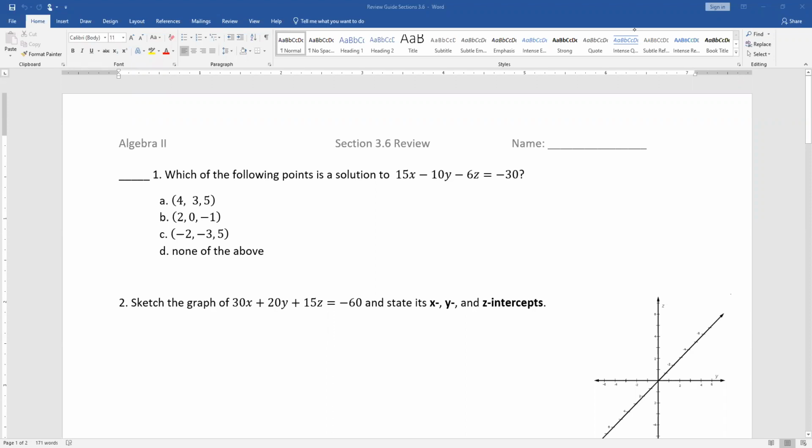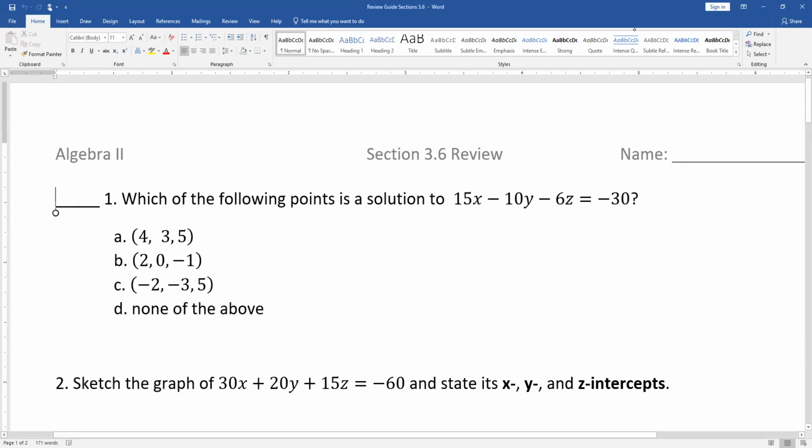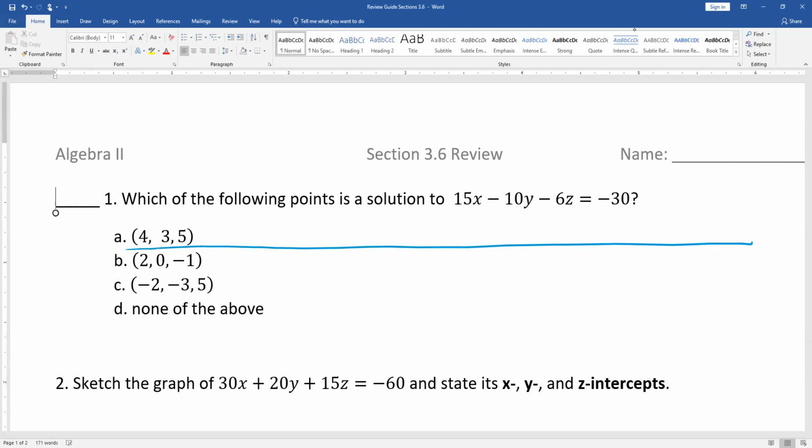Okay, so the review guide covers everything that we're going to see on the quiz. Starting with number 1, you have a linear equation with 3 variables. You've been given your ordered triples, and so you just need to plug in those values in order to find out which one gives you a true statement. So let's go ahead and start with the first one. I'm just going to draw a line here. I apologize. I don't think I gave y'all much room.